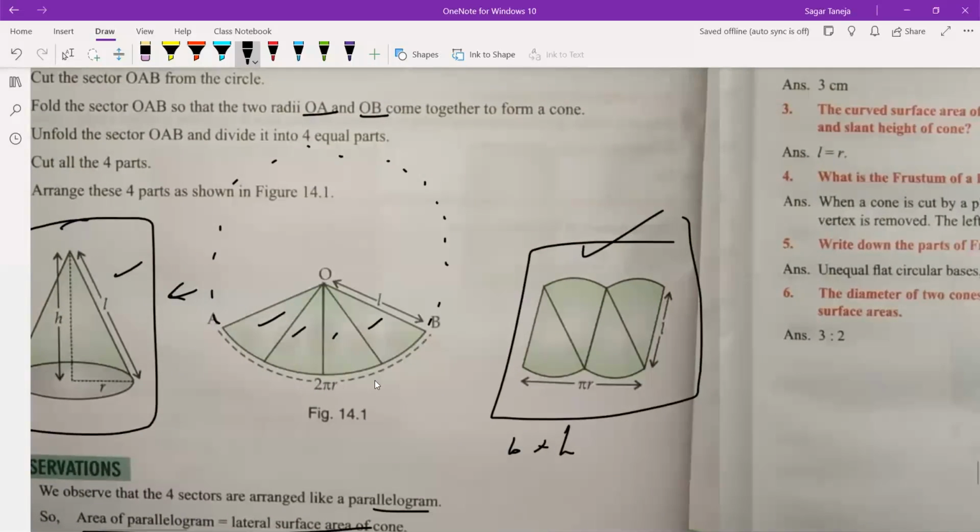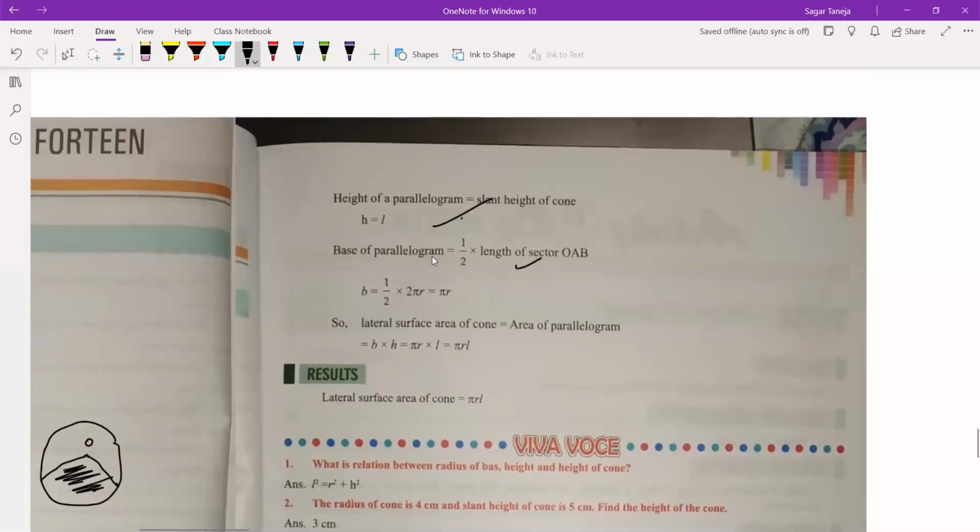See, we don't know the length of this sector. Do we know the length of the perimeter, meaning the boundary of the sector? No, we do not know that. So whatever is the length of this sector, the length of the parallelogram will be half of this, because on one side only 2 curves are used, and on the other side there are 2 more, 4 curves in all, 1, 2, 3, and 4. So that's why it is written that base of parallelogram will be half of the length of sector AOB.